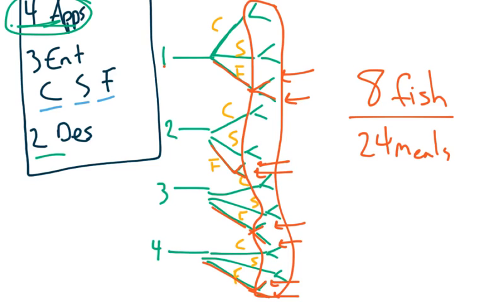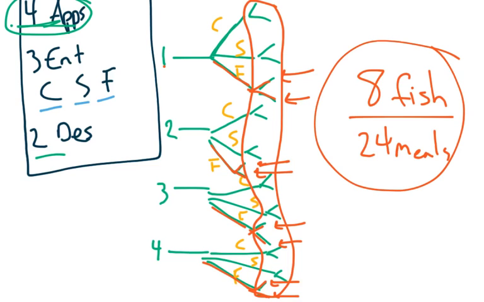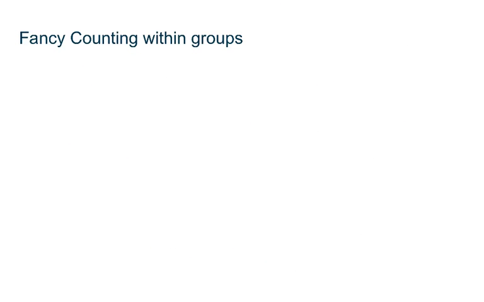So the tree diagram helps us see all of this, and then it can help us cook up a ratio like that, which we would then reduce to, you have a 1 out of 3 chance of a meal containing fish. So that's one variation of counting. The next, fancy counting within groups.